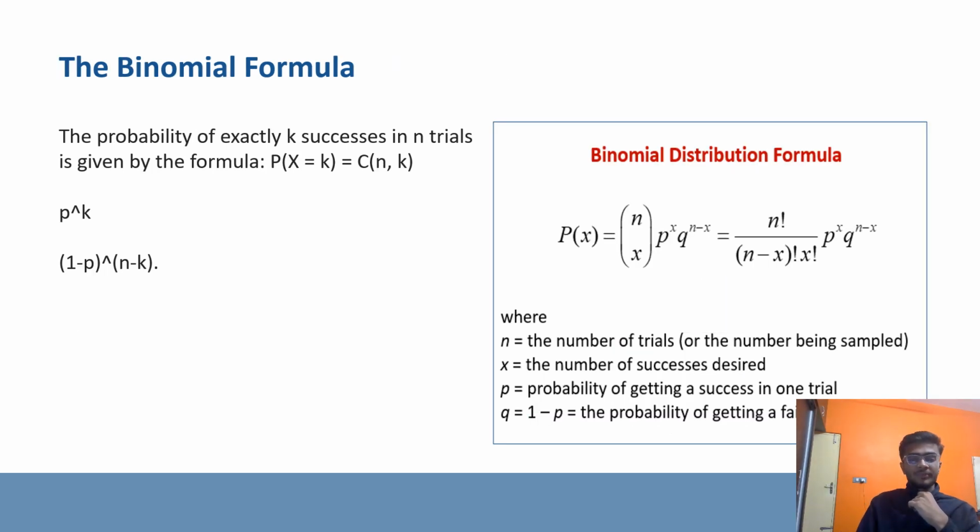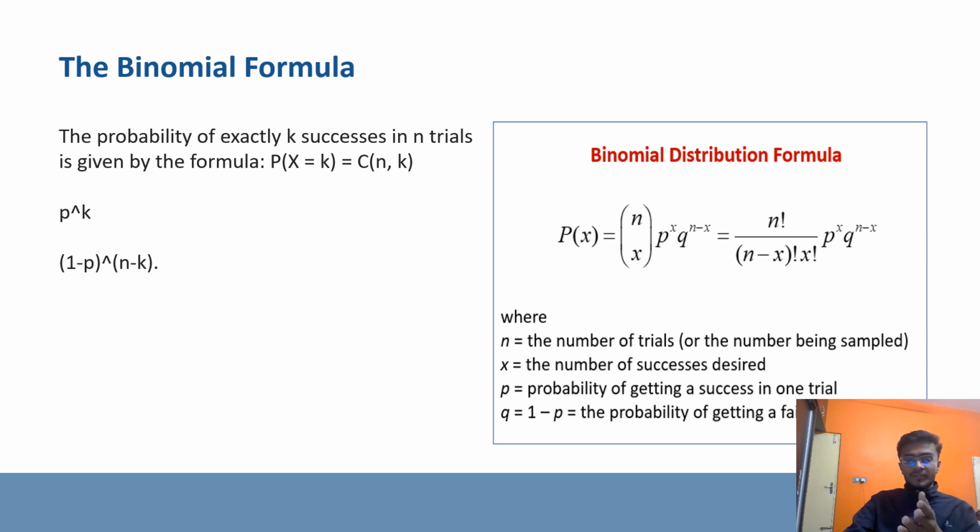The binomial formula. The probability of exactly k successes in n trials is given by the formula P(X = k) = C(n, k) p to the power of k, (1 minus p) to the power of n minus k. So when P(X = k), that will be C(n, k). The value of k over here should be the same value over here also.